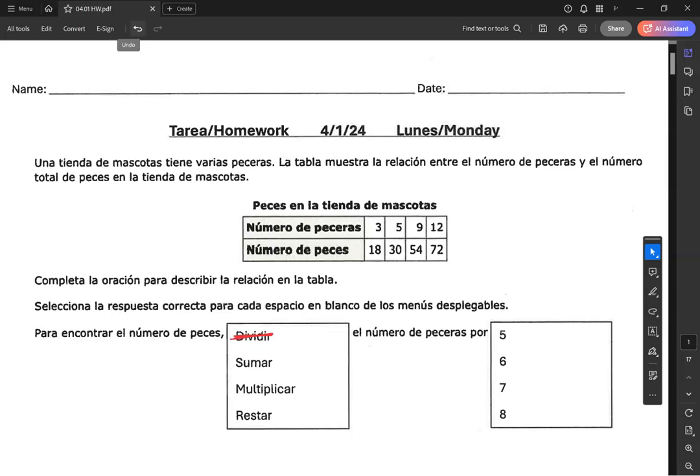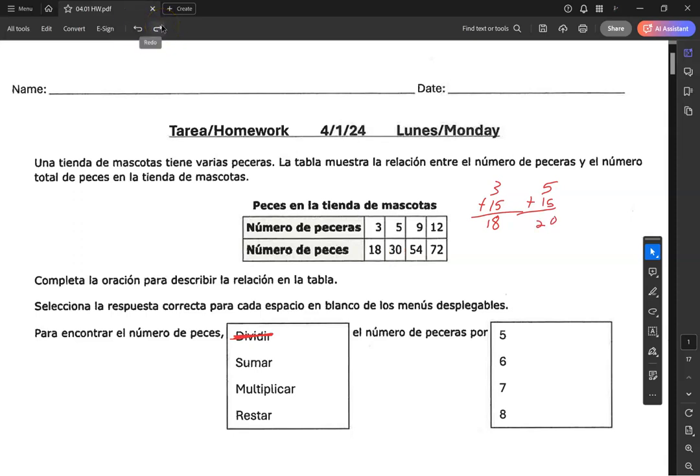Ahora vamos a sumar. So 3 más que son 18. So 3 más 15. Son 18. So, si le aumento 15 a uno, le tengo que aumentar 15 a los demás. So, ahora 5 más 15 son 20. Necesito 30. So, no es sumar.